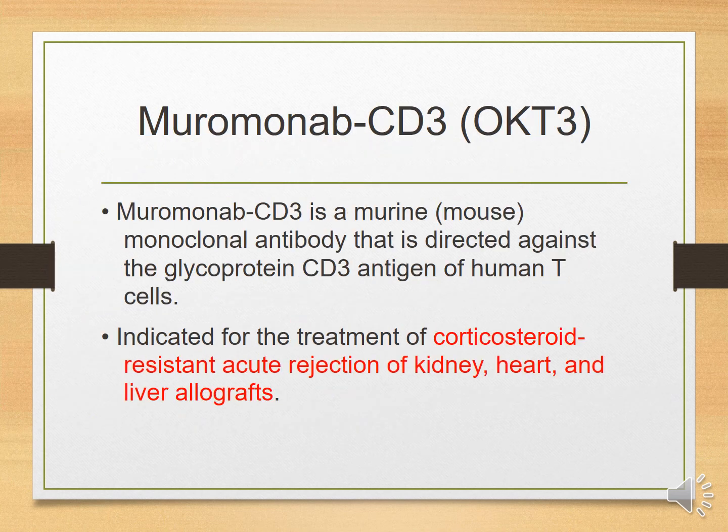Then comes Muromonab CD3. It is murine, meaning its origin is from mouse. It is a mouse monoclonal antibody directed against the glycoprotein CD3 antigen of human T cells. It is indicated for the treatment of corticosteroid resistant acute rejection of kidney, heart, and liver allografts.